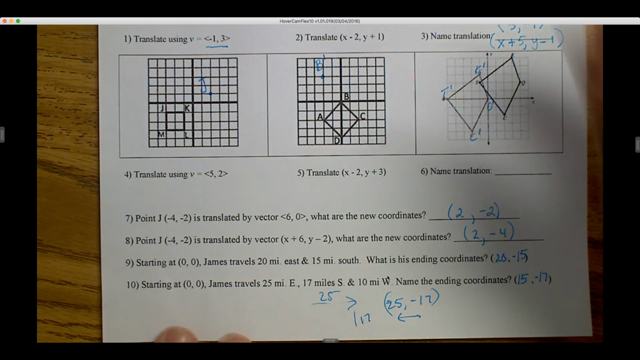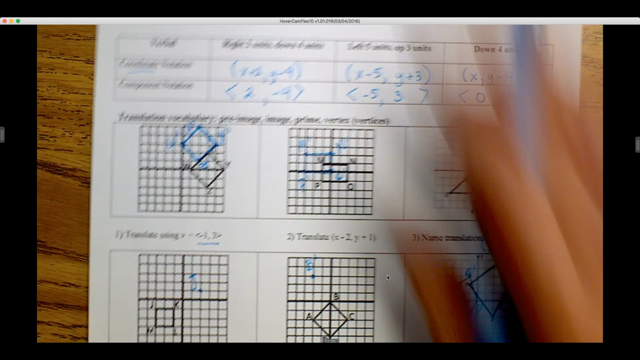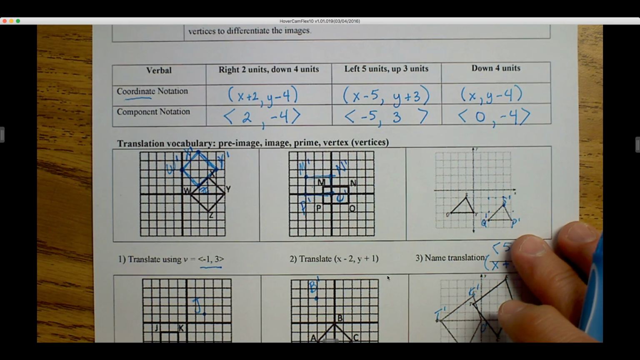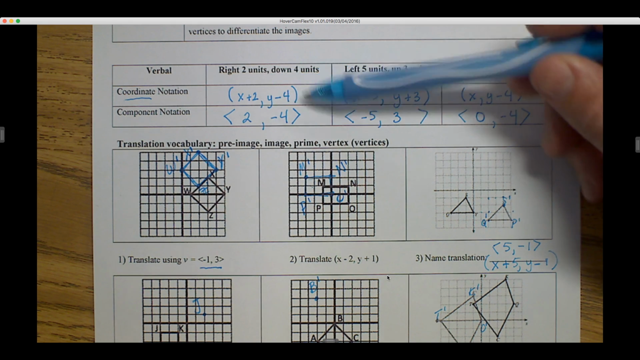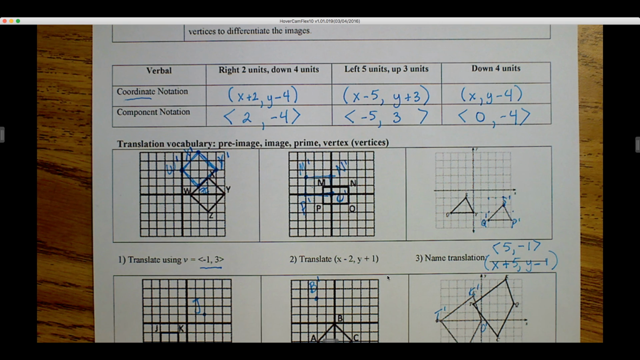I hope this helped. Translations, just sliding a shape using either coordinate form or component form.